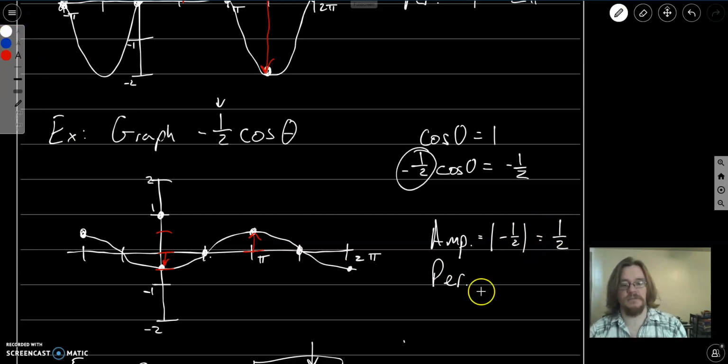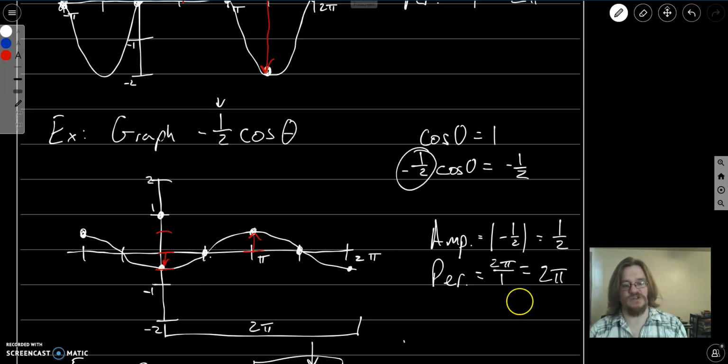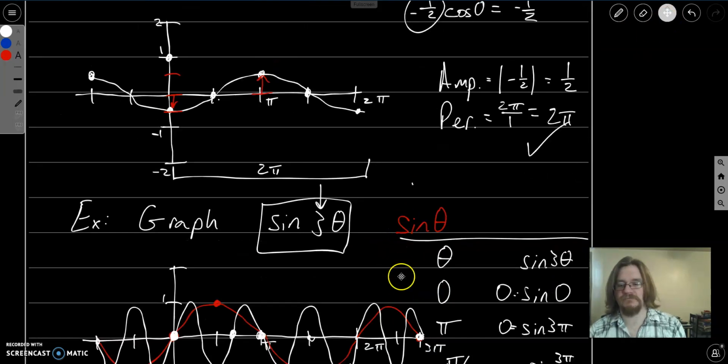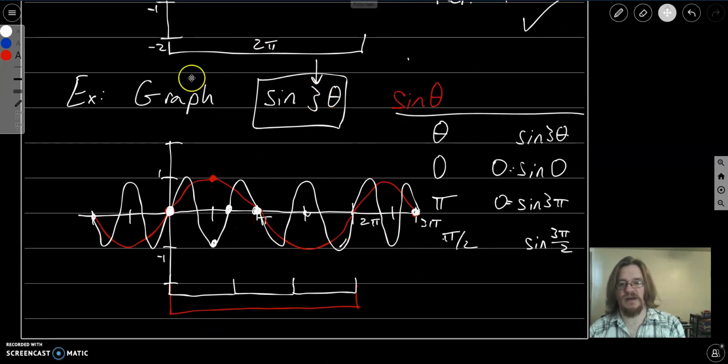So that makes sense. The period of our function should be 2 pi divided by b, and in this case b, the number that's multiplying theta, is 1. So the period is 2 pi. That makes sense. Nothing has changed. We can see that the wavelength, the period of our function from, let's say, the lowest point to the lowest point, is still 2 pi long. So the period is still 2 pi. That makes sense. Now let's look at the graph of sine of 3 theta.